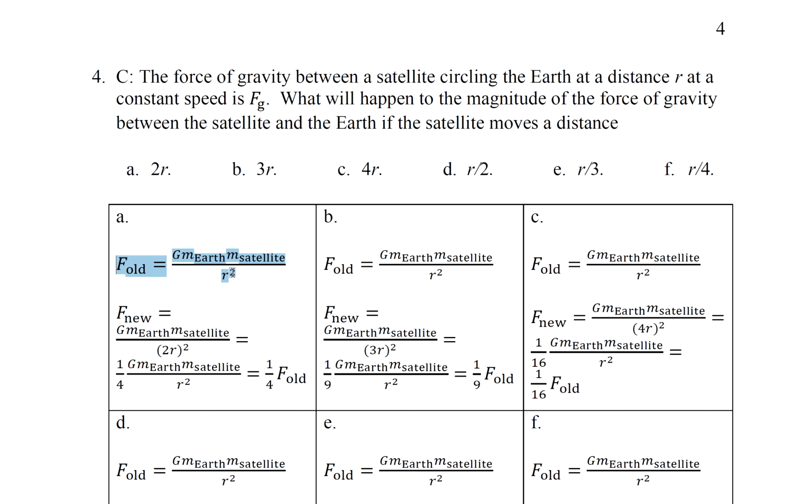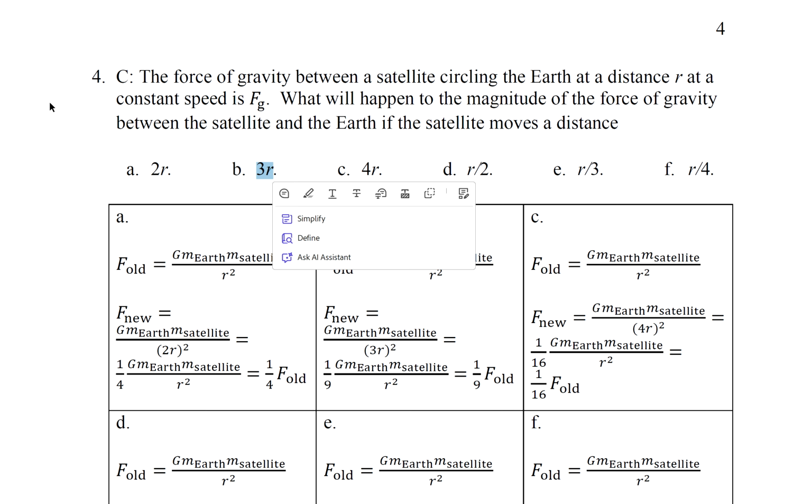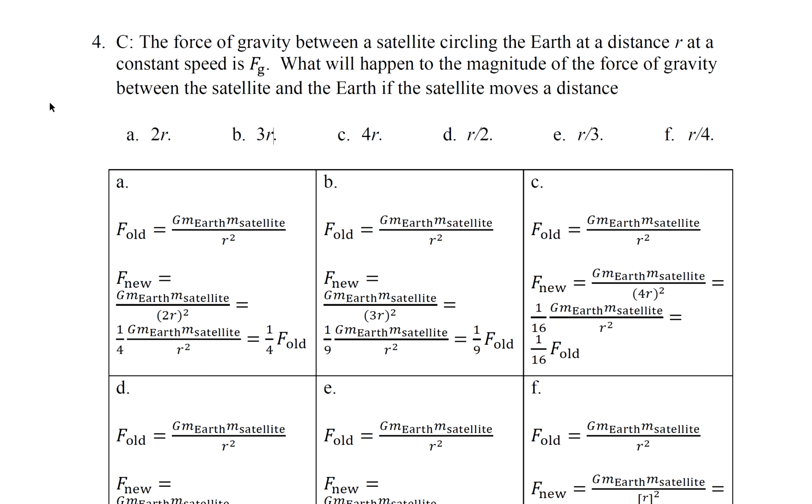Imagine if a satellite goes from a distance r from the center of the Earth to 3r. What happens to the new force of gravity? Well, you put 3r in the denominator, that becomes 3r squared once you square it. So you get this 1/9 hanging out.